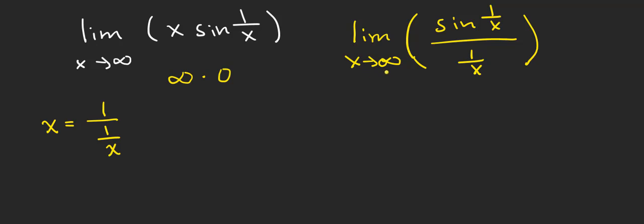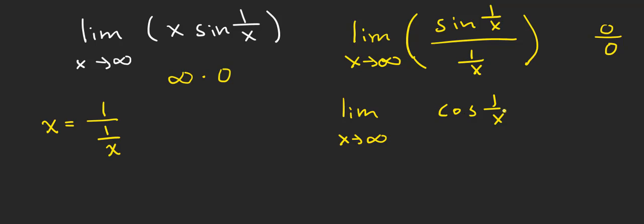Now what happens as x goes to infinity? As x goes to infinity, this part goes to 0. So you get sine of 0, which is 0, and that goes to 0. So you end up getting 0 over 0. So now we could apply L'Hopital's rule because it's 0 over 0. So let's apply L'Hopital's rule. What's the derivative of sine of 1 over x? Well, it's going to be cosine of 1 over x.